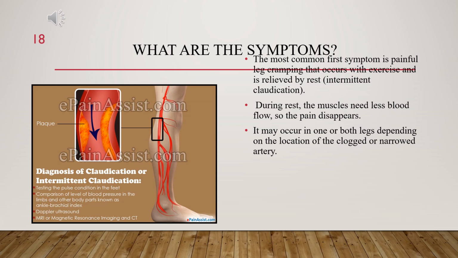So remember, the blood can't get to the muscles down there. So when you're using the muscles, the muscles are saying, "Where's my oxygen? I don't have any rich oxygenated blood." So their legs are going to be cramping. During rest, the muscles in the legs need less blood flow, so the pain is going to disappear. And it can occur in one or both legs, depending on the location of the clogged or narrowed artery.